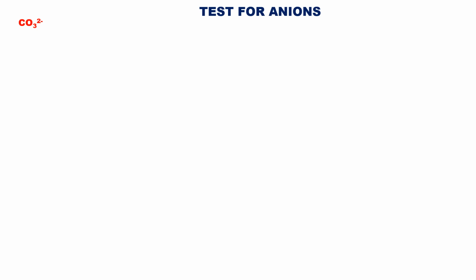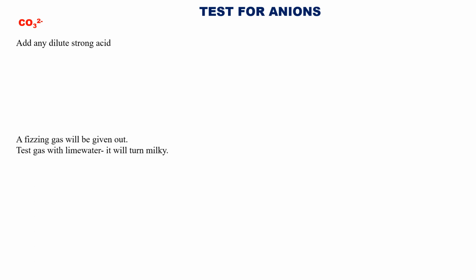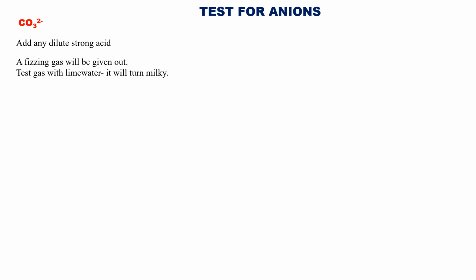Let's look at how we are going to test for the presence of carbonate ion. For this we need any dilute strong acid. Okay. After adding the dilute strong acid, we will see a fizzing gas coming out. Test the gas with lime water, and if it turns milky, we will be sure that it is carbon dioxide. That will be our confirmatory test for carbonate ion.